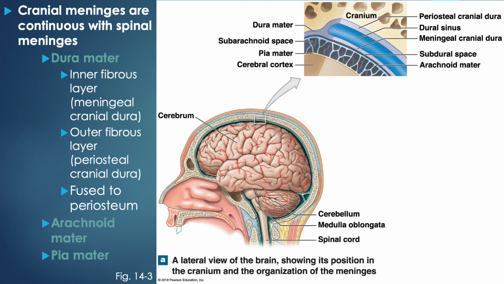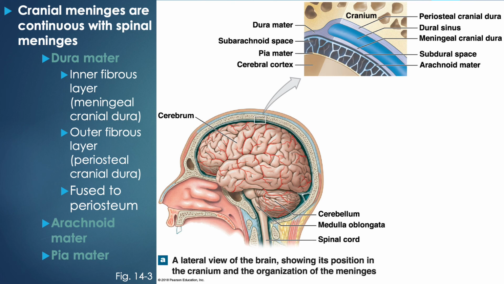Although we previously discussed the meninges, I'm just going to briefly review them here. So the cranial meninges are continuous with the spinal meninges. They're not significantly different. There are a couple of adjustments which I'll discuss in a moment. But first we have the dura mater, remember the tough mother, and the dura mater has the inner fibrous layer, which is the meningeal cranial dura, and the outer layer, which is the periosteal cranial dura.